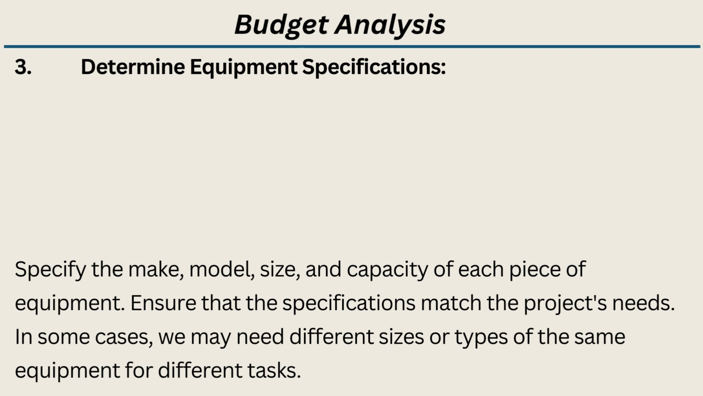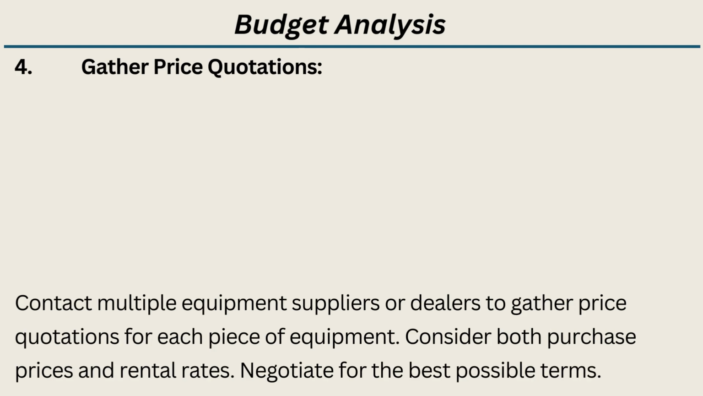3. Determine equipment specifications. Specify the make, model, size, and capacity of each piece of equipment. Ensure that the specifications match the project's needs. In some cases, we may need different sizes or types of the same equipment for different tasks. 4. Gather price quotations. Contact multiple equipment suppliers or dealers to gather price quotations for each piece of equipment. Consider both purchase prices and rental rates. Negotiate for the best possible terms.